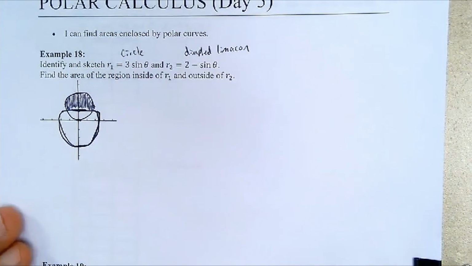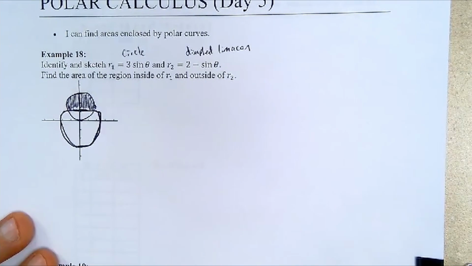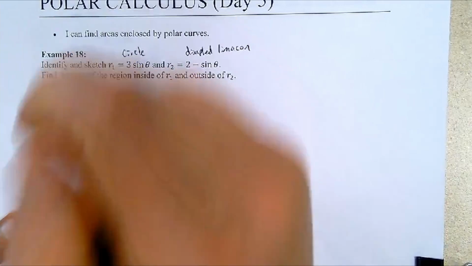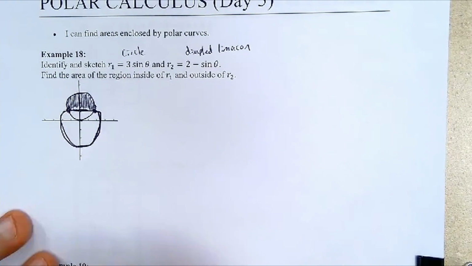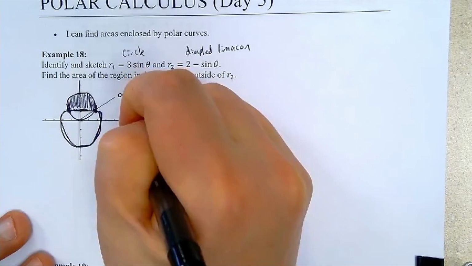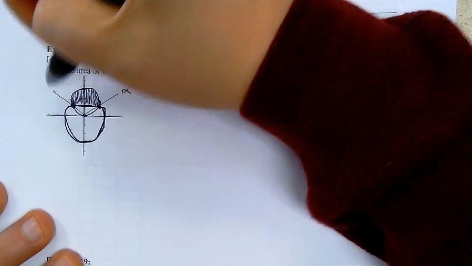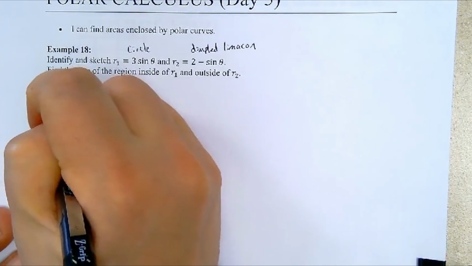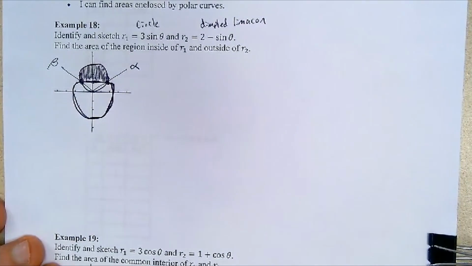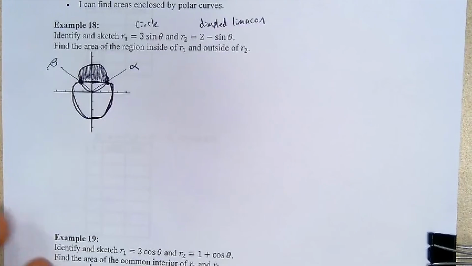So the desired area is that region. So there are two intersection points that are going to help us set up our expressions. The first intersection we'll call at angle alpha, and the second intersection is over here at angle beta. And so the first task would be to find where those occur.